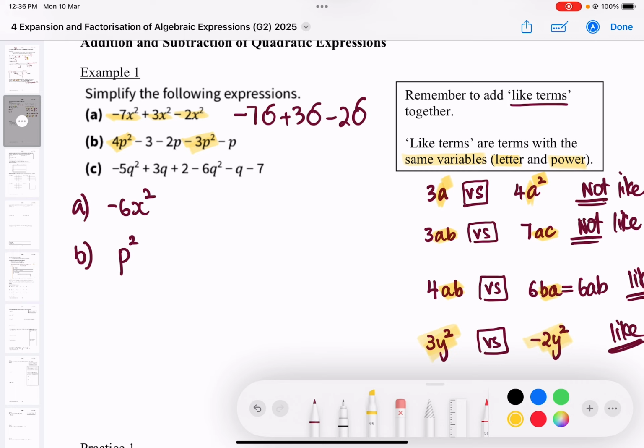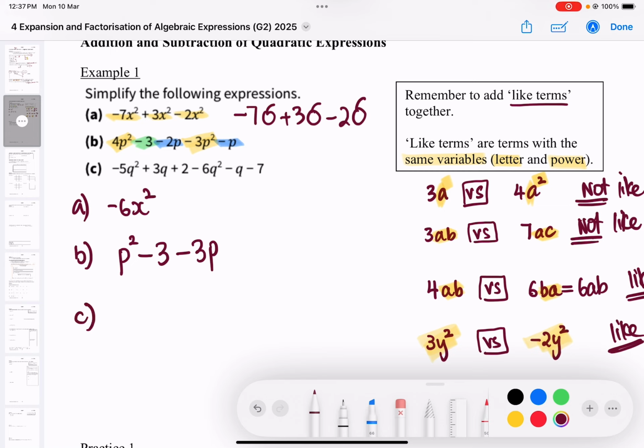Next, I'm going to look at the next term, which is negative 3. Now, there are no other constant terms. Can you see there are no other terms without any variable? Therefore, the negative 3 can't be simplified any further. So, it's just negative 3. Next, let us look at the terms with p. There's a negative 2p and a negative p. The variable is the same, the power is the same. So these two terms can be combined together. Negative 2 minus 1 is negative 3. So that means this is negative 3p.